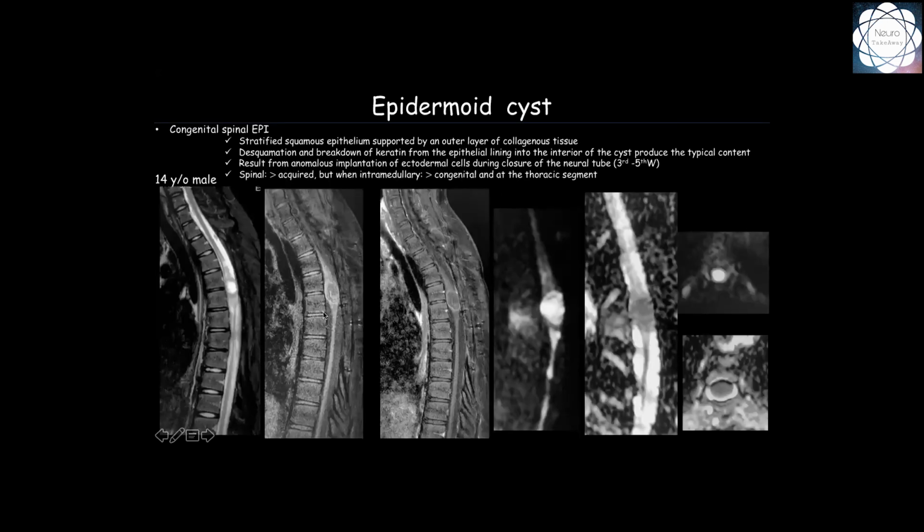This is another interesting and rare case of an epidermoid cyst located in the thoracic spinal cord. When we find an intramedullary epidermoid, which is very infrequent, most of them are extramedullary, they are usually congenital and usually located in the thoracic spinal cord, as in this case. And the most important finding is the restricted diffusion because of the typical signal intensity produced by the desquamation and breakdown of keratin from the epithelial lining into the interior of the cyst.